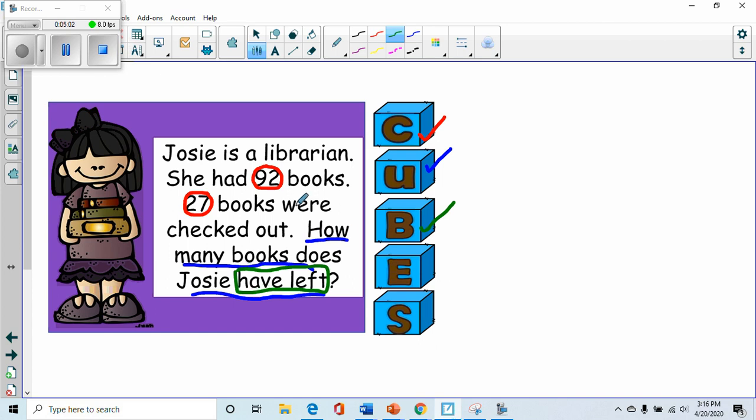Evaluate it. Let's think about what is happening. She has books, but some leave the group because they get checked out. How many does she have left? I'm going to be subtracting to get my answer. The S reminds us to solve. So let's take our two numbers over to our workspace here and let's work with these numbers. If I'm subtracting, I do have to remember that when I'm stacking my numbers, I have to put the greater number on top. 92 will get stacked on top and 27 underneath.